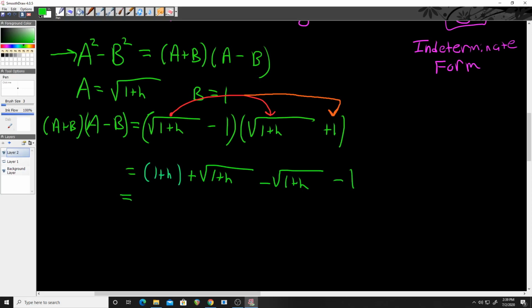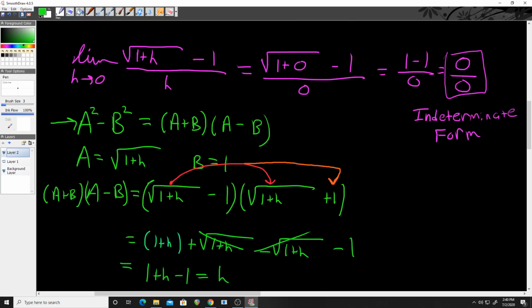Okay, so look what happens. The square roots go away. We have the square root of 1 plus h minus the square root of 1 plus h, and that goes away. All we're left with is 1 plus h minus 1. And look at that, we have 1 minus 1, so we just have h left. Okay, this is the strategy. I've done some background algebra here.